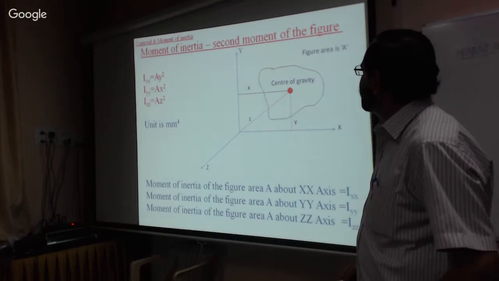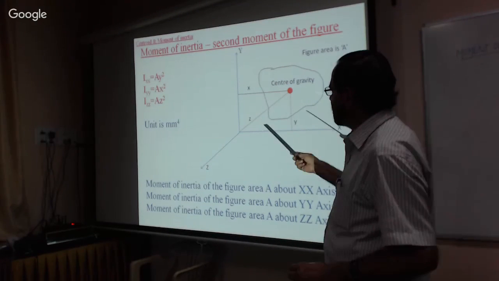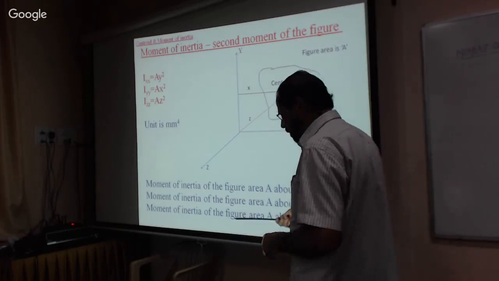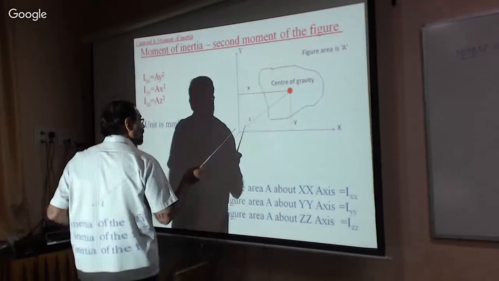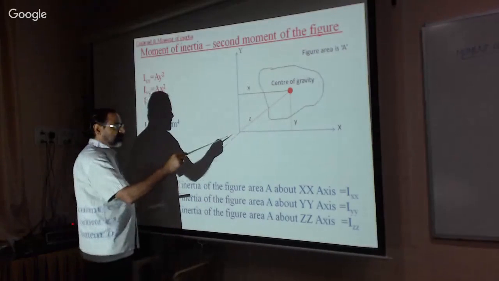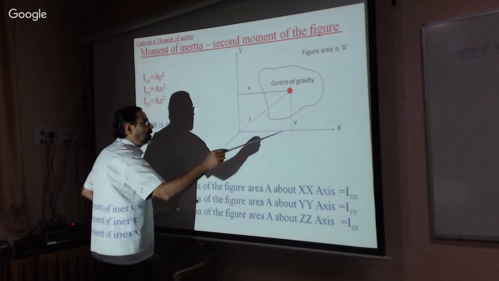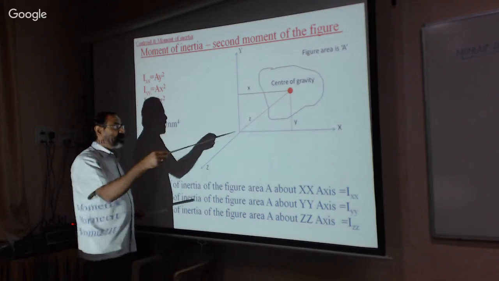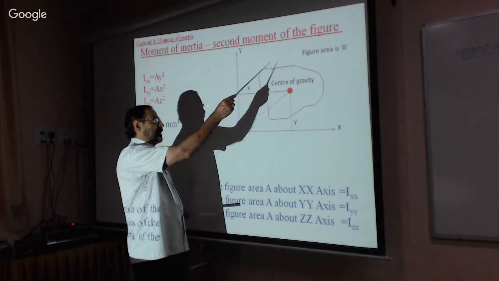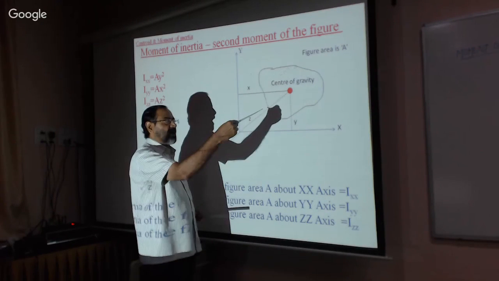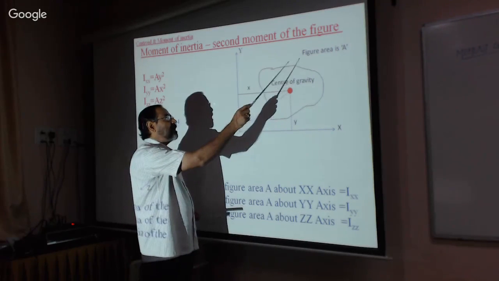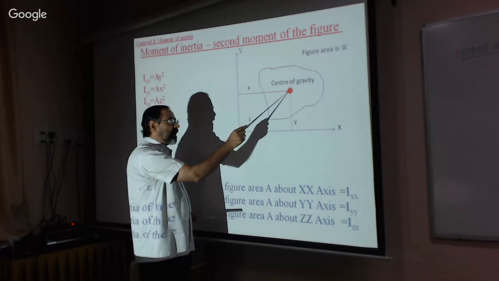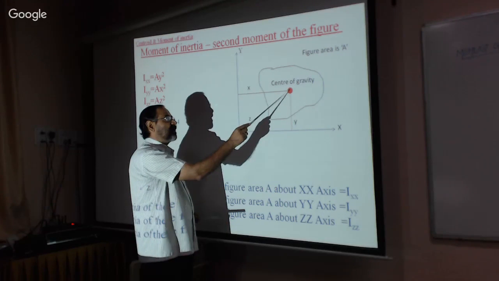Now, the moment of inertia, the second moment of inertia, whatever I have discussed now, we will consider one by one. See the same figure. Now this is with respect to the x-axis, y-axis, and z-axis. Now let us consider a plane figure. A plane figure having the area A. This is the centroid of the given figure.